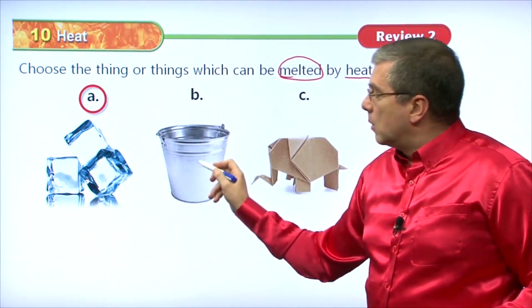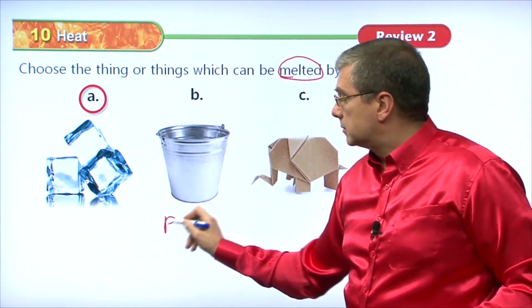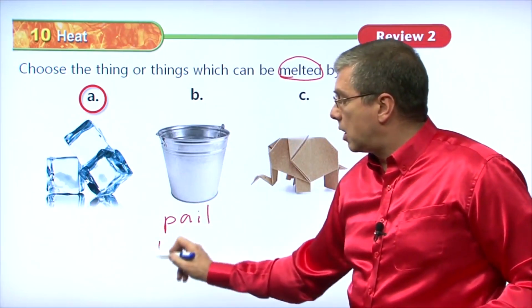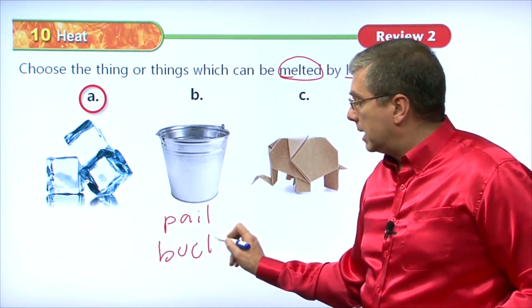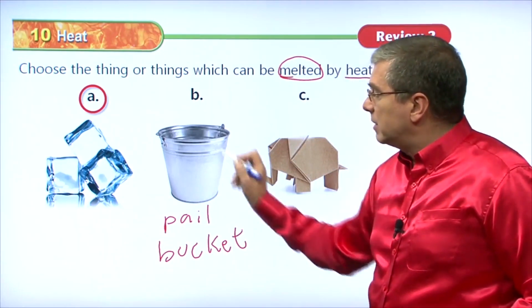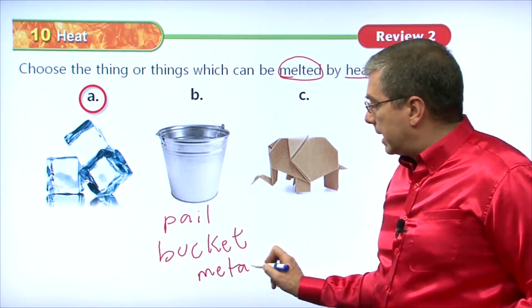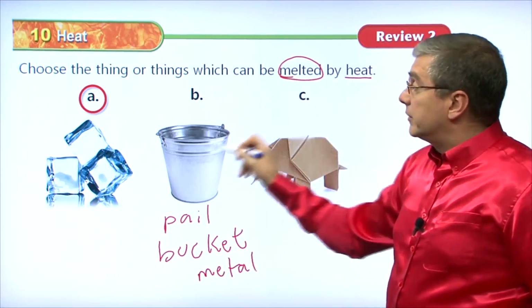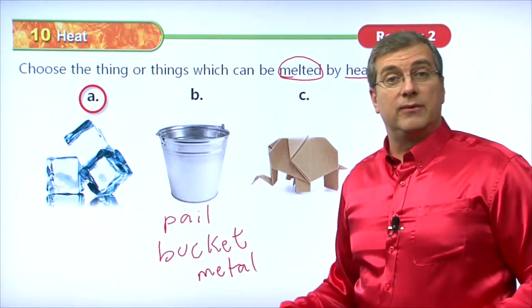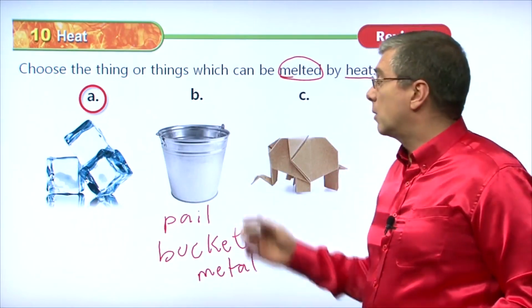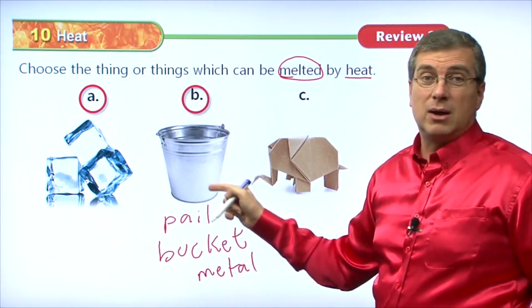What about B? What is this? This is a pail, right? A pail. You could also call it a bucket. A bucket and a pail are the same thing. What's it made of? It's made of metal. Can we melt metal with heat? Yeah, we just saw that video where we saw that you can melt metal with heat.